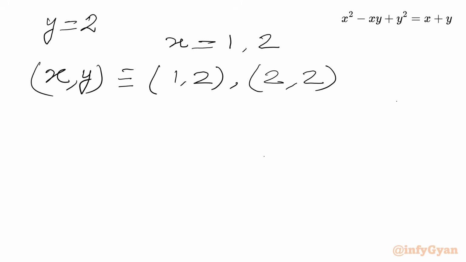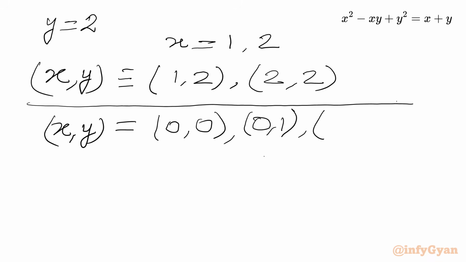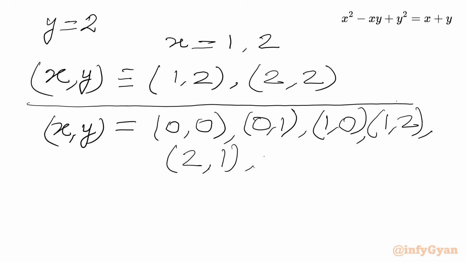So in total, we have 6 pairs. Let me write here x comma y: 0 comma 0, 0 comma 1, 1 comma 0, 1 comma 2, 2 comma 1 and 2 comma 2. So we have in total 6 ordered pairs which will satisfy our Diophantine equation using the discriminant method.